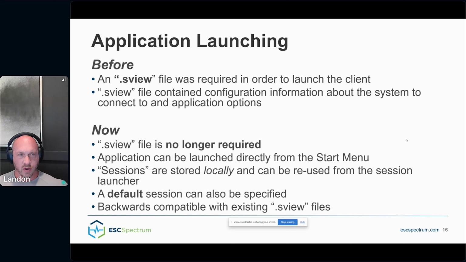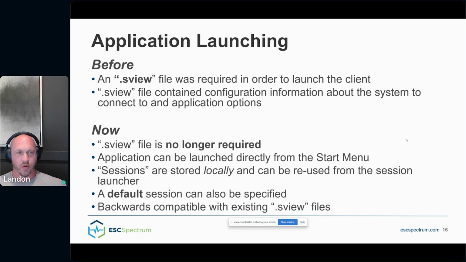Before Prism 2.0, we would use what's called an SView file. It's basically just a text XML file that contains some configuration in it. And you had to double click on those to launch those to tell Prism what site you wanted to go to, the different options in your application, things like that. You could not launch the application directly from the Start menu programs. We realize that's a little confusing because most applications you just go to Start, maybe you pull up your application and launch it that way.